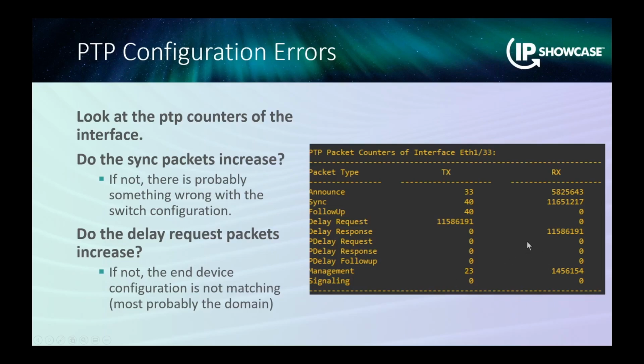The most common problem is that the delay requests do not come in from the end device, and that means that there is a mismatch between the switch and the end device. I would say in 90% the domain is not set correctly, and then the end device just does not recognize the sync packets and does not see the need to send the delay request packets. But we have also seen devices where PTP just was not working correctly. But usually if you see delay requests coming into the switch and delay responses going out of the switch, then everything should be fine.